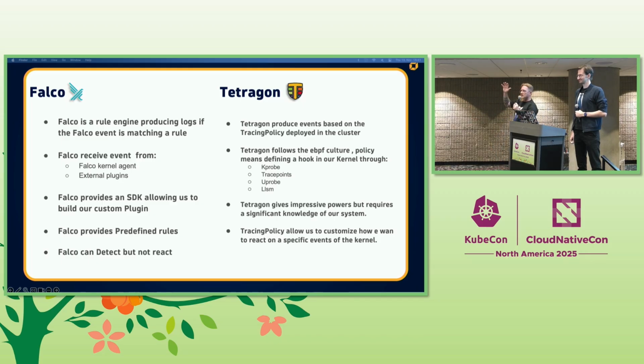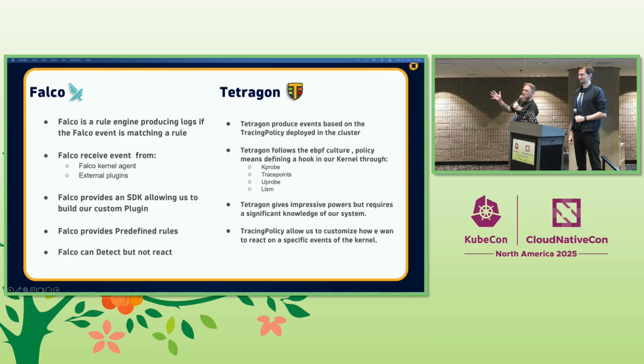Tetragon is basically producing events by default only on the policy that you deployed, except for process execution and process ending. It's basically pretty much hooked into the eBPF world where you define hooks in your policies. Is it kprobe for kernel functions? Is it tracepoint for kernel events? Is it uprobe for user functions, or LSM?